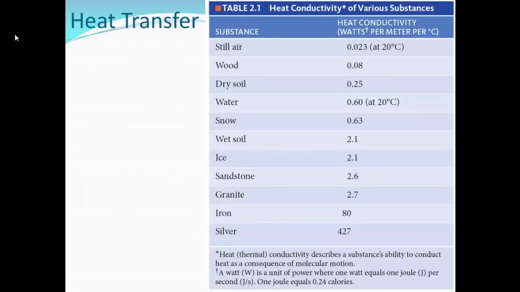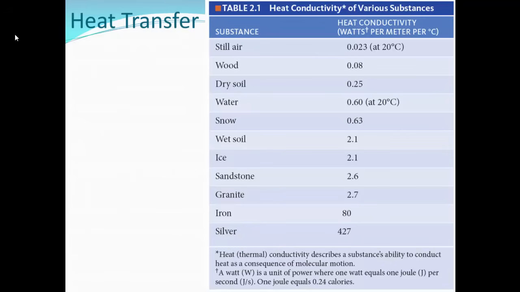Heat transfer. How is heat transferred in different objects? Well, it's transferred differently in different objects, and the degree to which it's transferred is known as heat conductivity. Here's a table on heat conductivity of different objects, and you can see that still air or wood transfers heat very poorly, whereas granite, iron, and silver transfer heat very, very easily, very, very quickly.